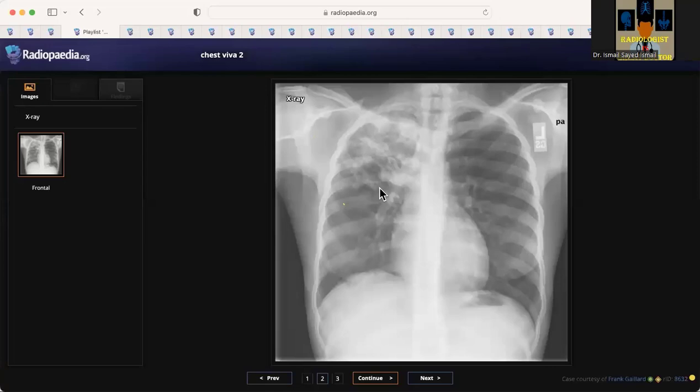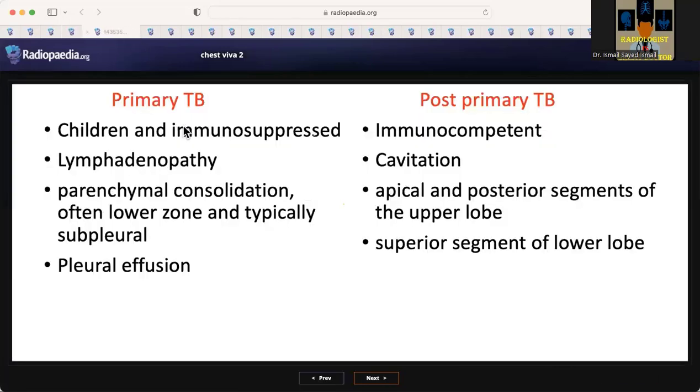In primary TB, there is the Ghon focus, where there is the primary opacity and then lymphadenopathy and lymphangitis in between. But in post-primary TB, there is a cavitary lesion with surrounding consolidation and no lymphadenopathy. Yeah, that's right. So this is just a slide here to summarize.